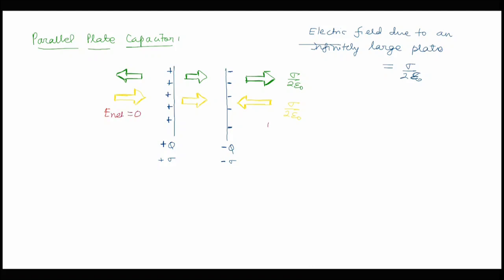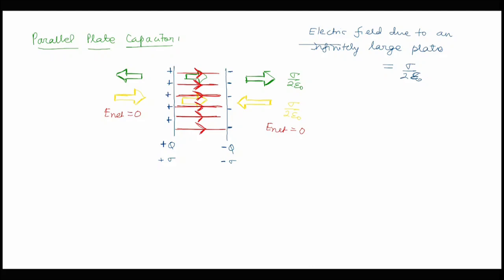On the right hand side of the plates they again cancel each other out and the net field is 0, and in between the plates the electric fields add together to produce a strong electric field equal to sigma by epsilon naught. Basically we have added the electric field due to the positive and the negative charge to produce the electric field equal to sigma by epsilon naught.